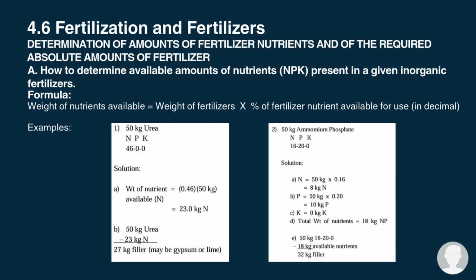So, add the total nutrients available, 8 kilogram nitrogen plus 10 kilogram phosphorus is equal to 18 kilogram of nutrients. Subtract this 18 kilogram of nutrients from the total weight of the fertilizer, which is 50 kilogram, which gives us 32 kilogram filler. Therefore, out of 50 kilogram ammonium phosphate, 8 kilogram is nitrogen, 10 kilogram is phosphorus, and 32 kilogram is filler material.